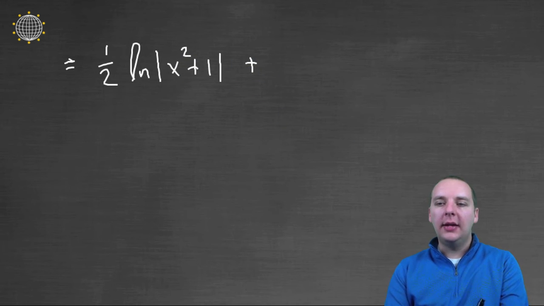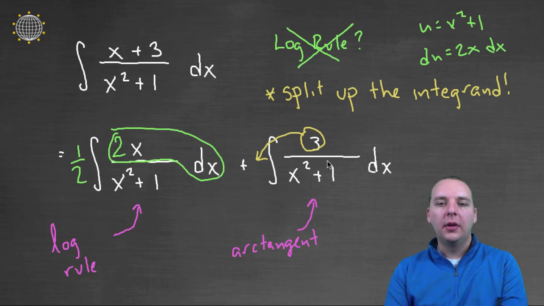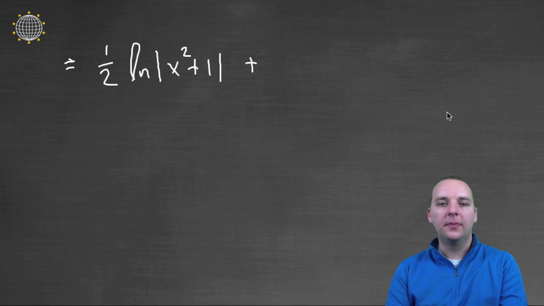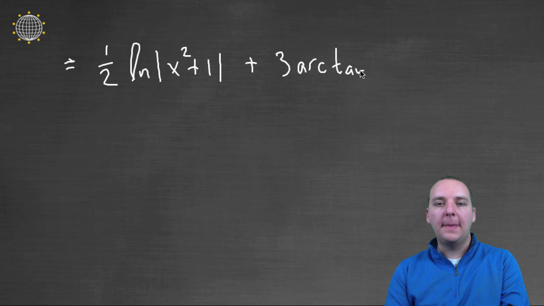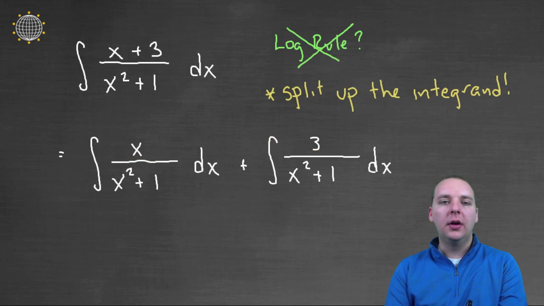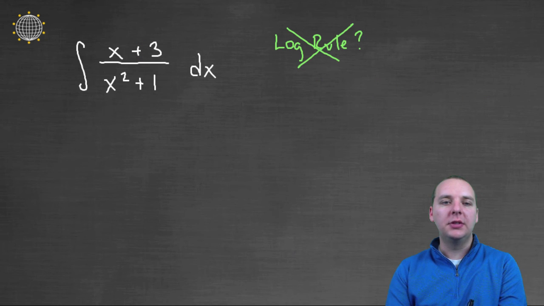All right, and then we'll add to that this one here. When you pull the 3 out, we would have 3 times the arctan of x, and then obviously a plus C because it's an indefinite integral. So we're done. This is the integral of this original expression back here.